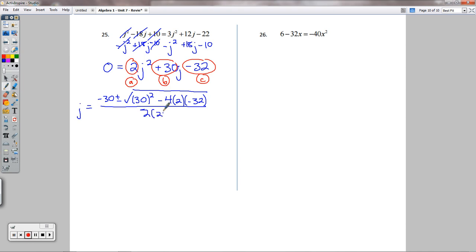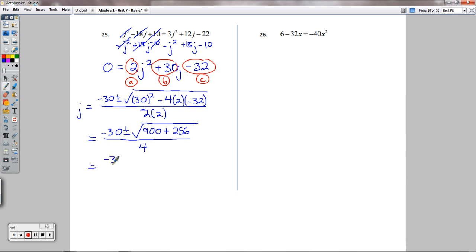So you've got those numbers there. You've got negative 30 squared, that'd be 900. This would be negative 8, and then times negative 32. That's going to be plus, looks like that's going to be 256, yes. So 256 all over 2 times 2, which is 4.